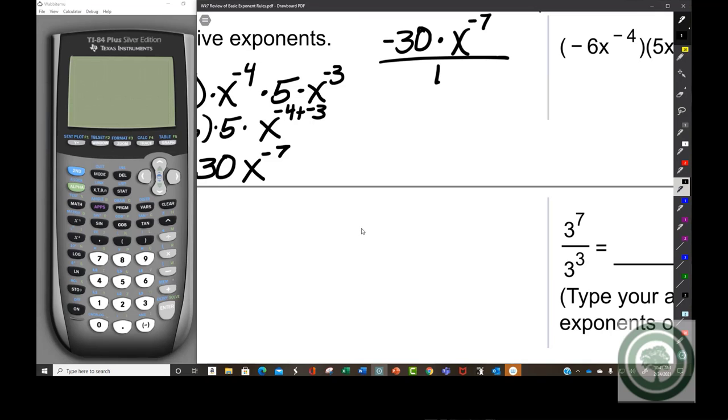Two locations. Negative 30 is very happy living upstairs. But x to the negative 7 needs to move downstairs. He got put in the wrong apartment or the wrong motel room. So our final answer is going to be negative 30 over x to the positive 7 power. And that's your answer.